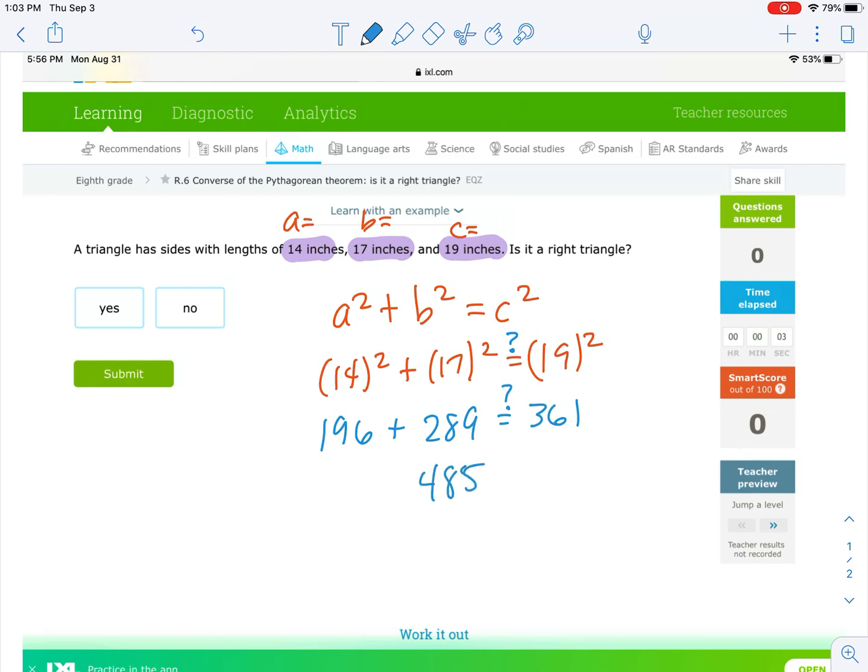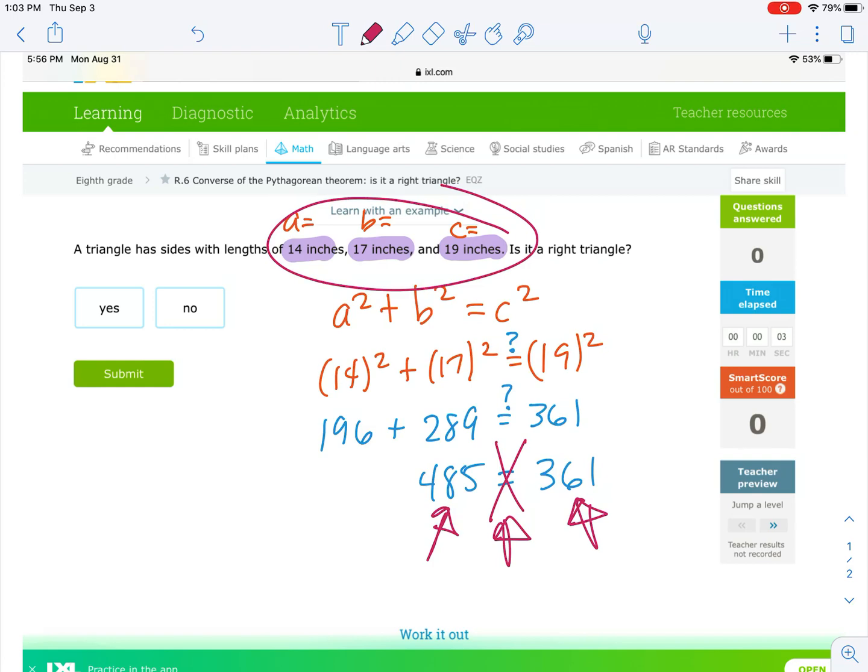Okay, 485 is what we get when you add those two numbers together, and we see immediately that that does not equal 361. So what this means is we plugged in the numbers that they gave us into the Pythagorean theorem. Remember, the Pythagorean theorem only works for right triangles. And what we have shown ourselves here, since we did not get this side to equal this side, is that these measurements do not give us a right triangle. So the answer is no.